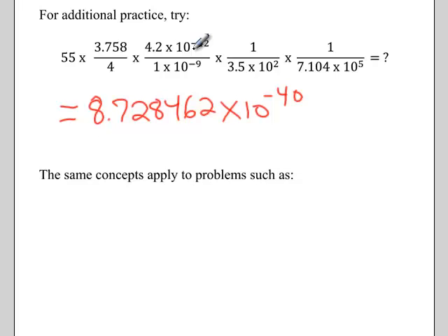Here's an additional problem for you to practice with your calculator. And if you do this correctly, this should be the answer before you do any rounding to get the correct number of sig figs.